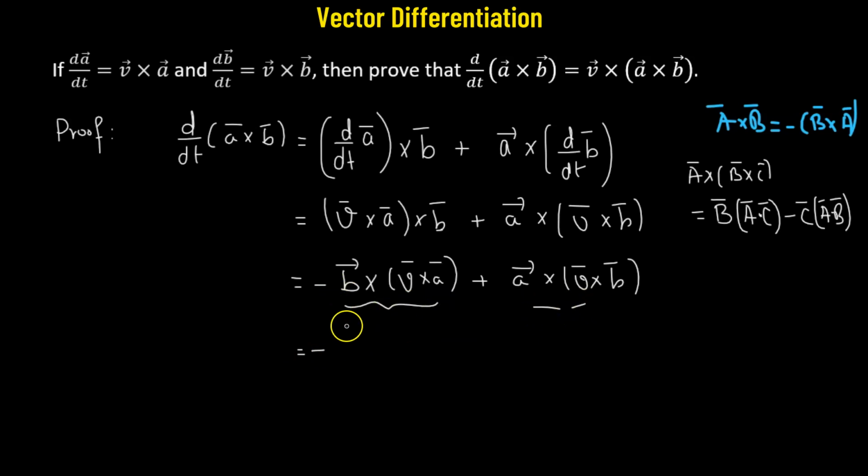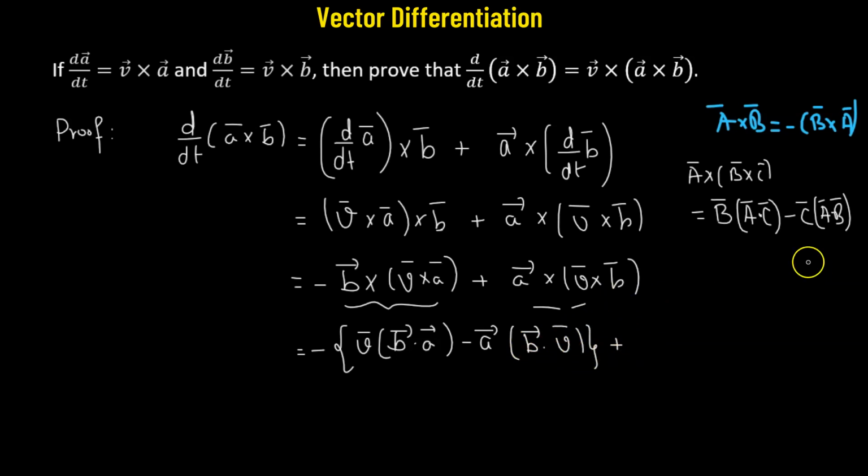So the first one will be, we'll take the negative common. Here the B vector corresponds to v, so we have v vector multiplied by B vector dotted with A vector, minus, next we have to take the C vector. Here the C vector corresponds to A vector, so we have A vector multiplied by B vector dotted with v vector. Similarly, we use the same mnemonic, so this will become v vector multiplied by A vector dotted with B vector, minus B vector multiplied by A vector dotted with v vector.